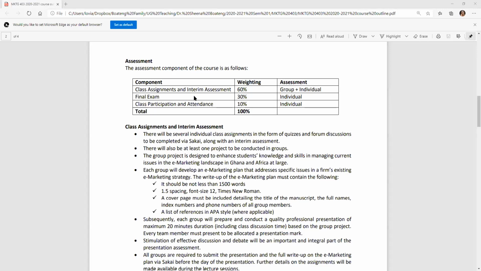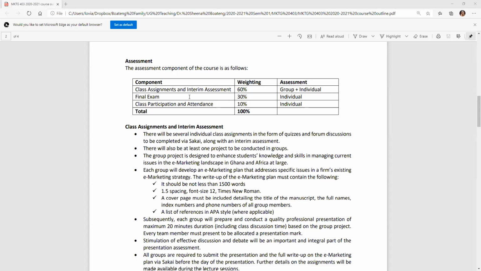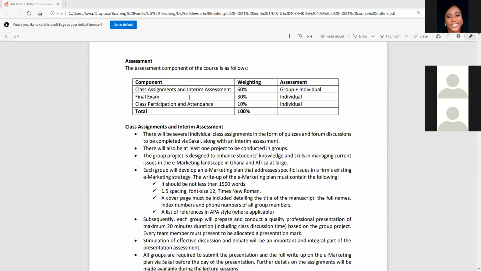And then at the end of the period, there will be a final examination, which will constitute 30% of your score. And then your class attendance and participation will constitute another 10%. So together, the 60% from your class assignments and interim assessment, as well as the 30% from your final exam, and then the 10% from class participation and attendance will constitute your 100% score. So I'll entreat everyone to apply themselves and participate in class. At the same time, be punctual.